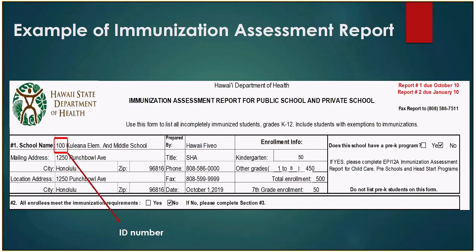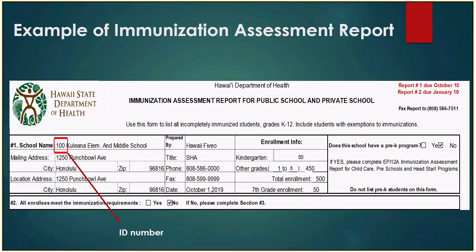For example, 500 students attend Kuleana Elementary and Middle School. The school has students in kindergarten through 8th grade. 50 of the students are in kindergarten. The remaining 450 students are in grades 1 through 8. Of those 450 students in grades 1 through 8, 50 of them are 7th graders. To ensure we put the correct figure in the total enrollment field, we'll add 50 from the kindergarten line and 450 from the other grades line to get a total of 500.